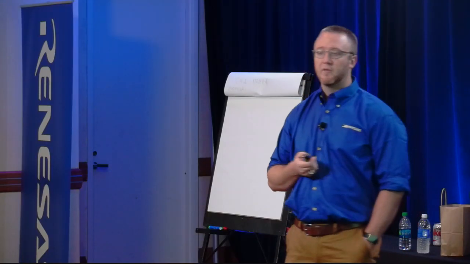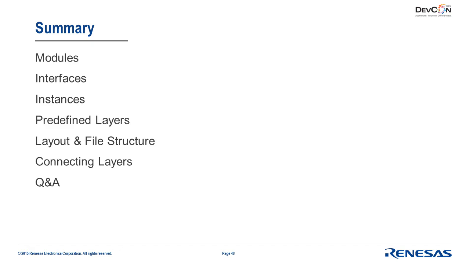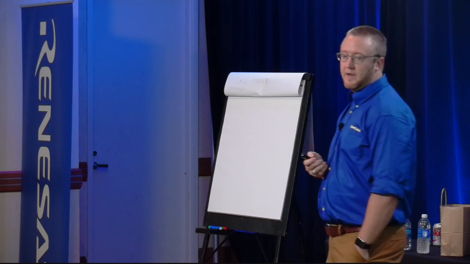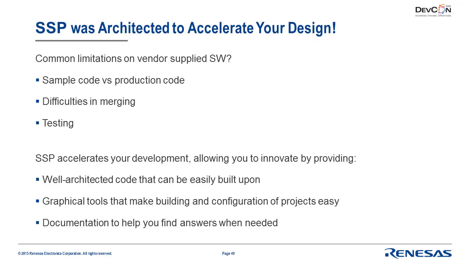So in summary, we covered modules, interfaces, instances, the predefined layers of SSP, the layout and file structure, connecting layers, and we have some Q&A, we'll get there. So let's go back to the original problem. Some of the common limitations that you find: you have sample code versus production code. And we had to make the code work for your design. We had to make changes, use different peripherals, use different configurations. And then there's difficulties in merging.